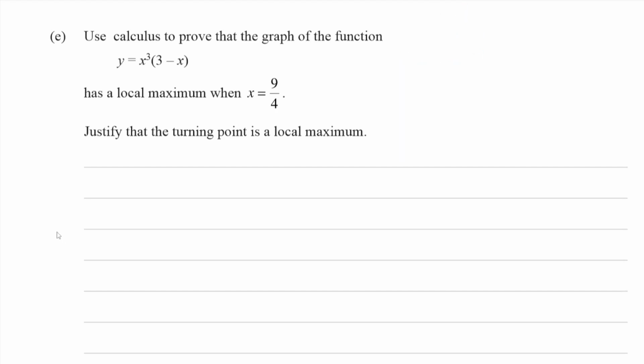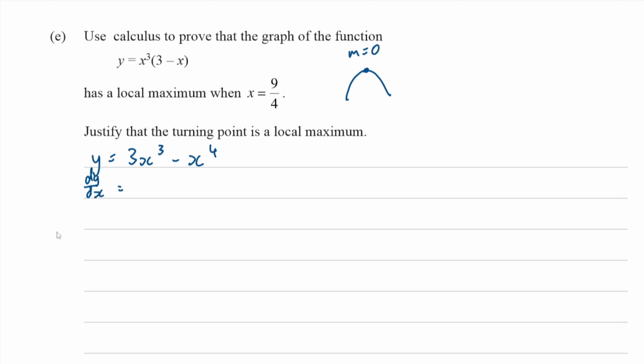So let's use calculus. So local maximum, so a turning point or a maximum has a gradient equal to 0. So in order to use that fact, we do need the gradient function. So right now we're given y. If we just expand it out, 3x cubed minus x to the power of 4. So we're given the original function. So let's take the derivative, so dy by dx.